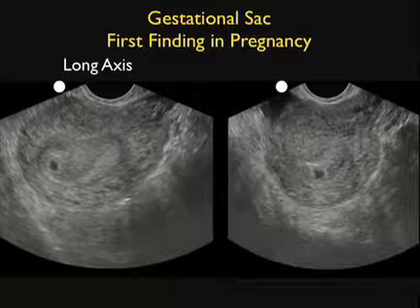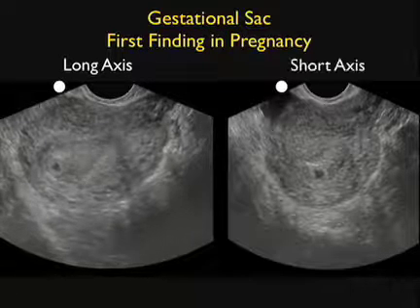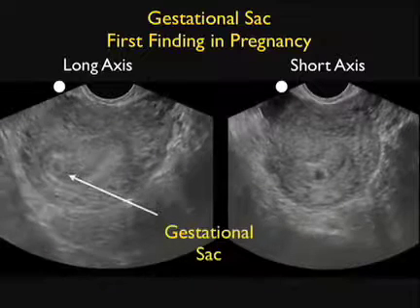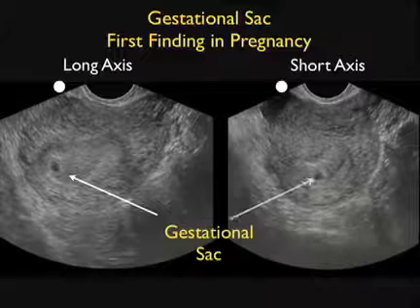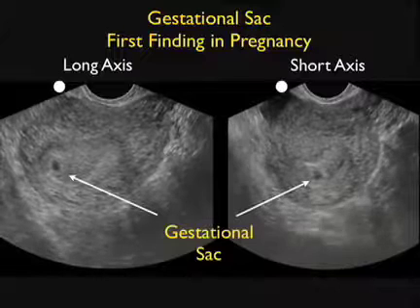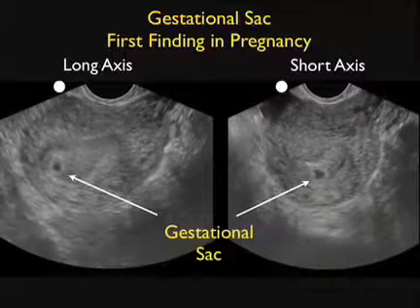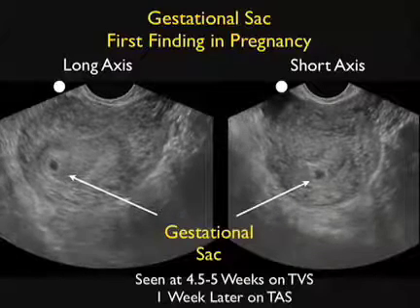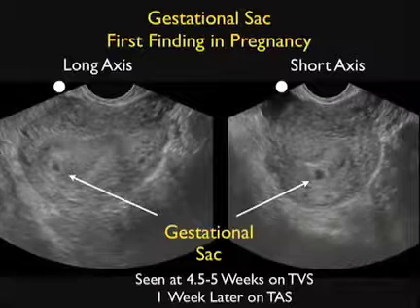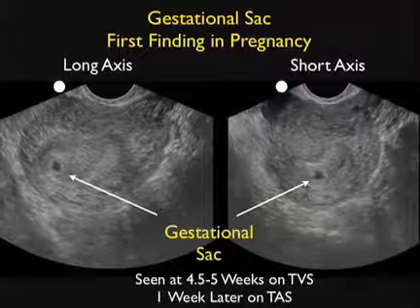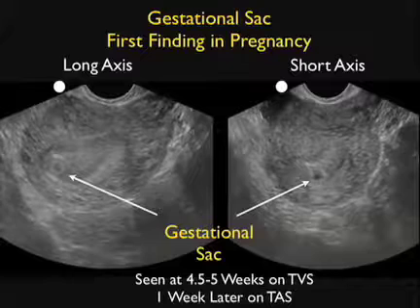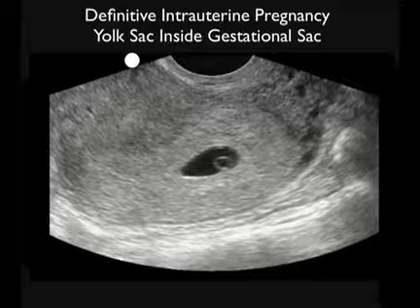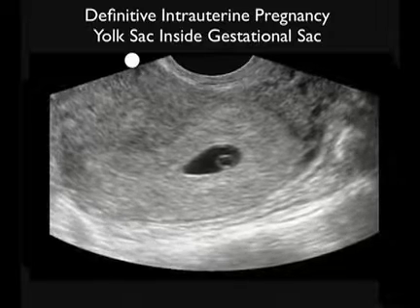Here are two video clips showing the first finding in pregnancy, and that is a gestational sac, seen to the left in long axis and to the right in short axis. Note the presence of a small dark or anechoic sac located within the fundus of the uterus. Now, the gestational sac can also be seen as a pseudogestational sac of ectopic pregnancy, and thus is not diagnostic of an intrauterine pregnancy. However, it's an early finding of pregnancy seen at about 4.5 to 5 weeks on transvaginal sonography and a week later on transabdominal sonography.